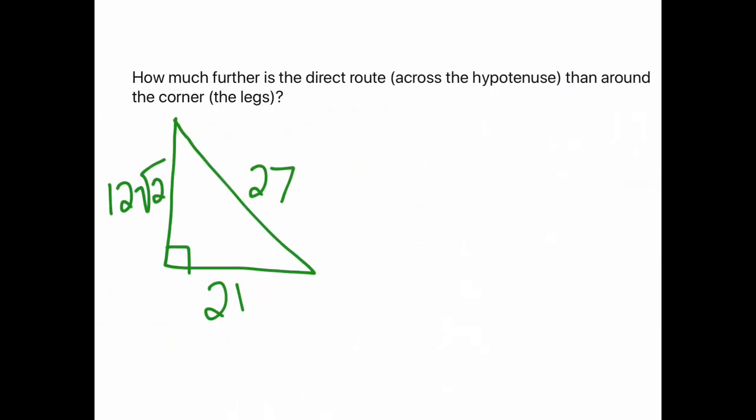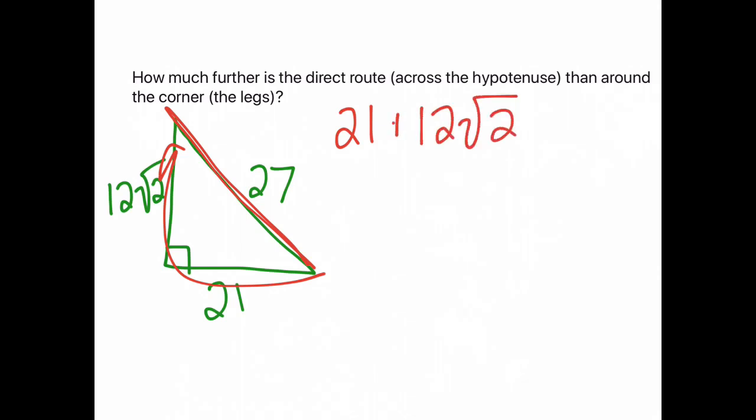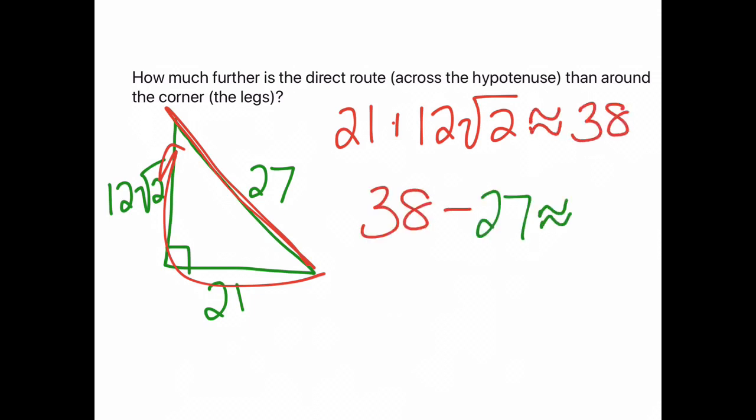The next question is going to use the same triangle as the first one here, but they want to know how much further is the direct route across the hypotenuse here rather than going around the corner this way. So if we were to take the 21 plus the 12 radical 2, they want to know how much shorter it would be to just take the hypotenuse route. So when you add the 2 legs together, you get a total of about 38. And then if you take that 38 and subtract the direct route, the hypotenuse, what you'll get is about 11.